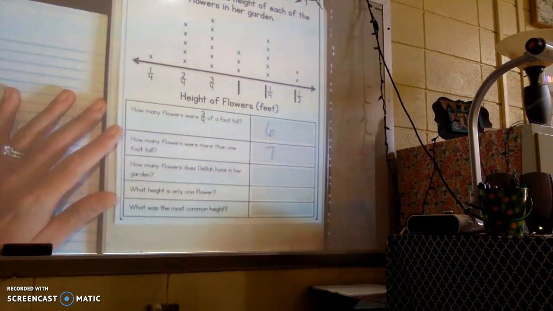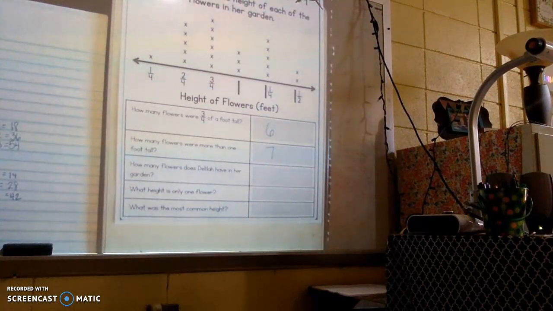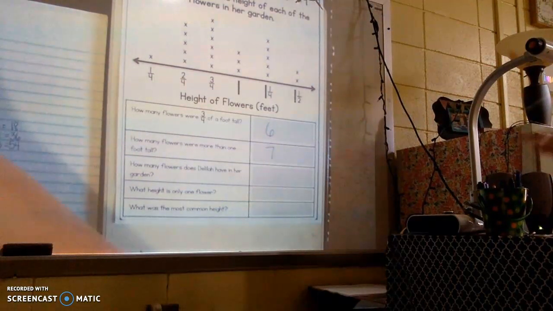You're going to answer the last 3 questions based on the information on your line plot. This is a kind of quick one today, so get that done.